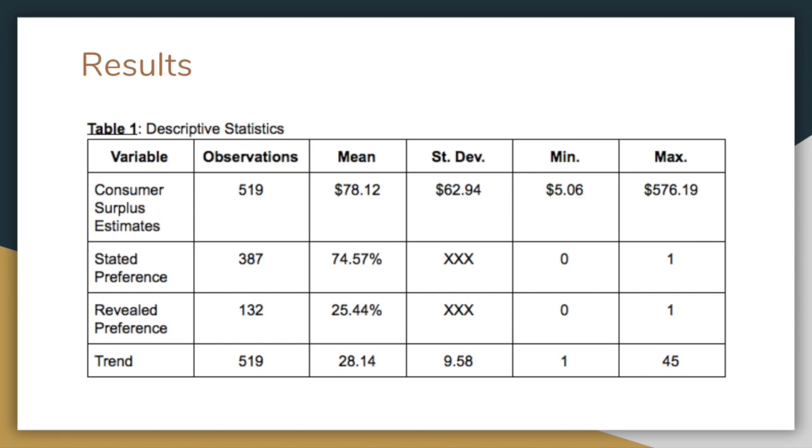74.57% of the estimates are calculated through stated preference methodology, and 25.44% of the estimates are calculated through revealed preference methodology. And the trend variable indicates that the data ranged over a time period of 45 years.